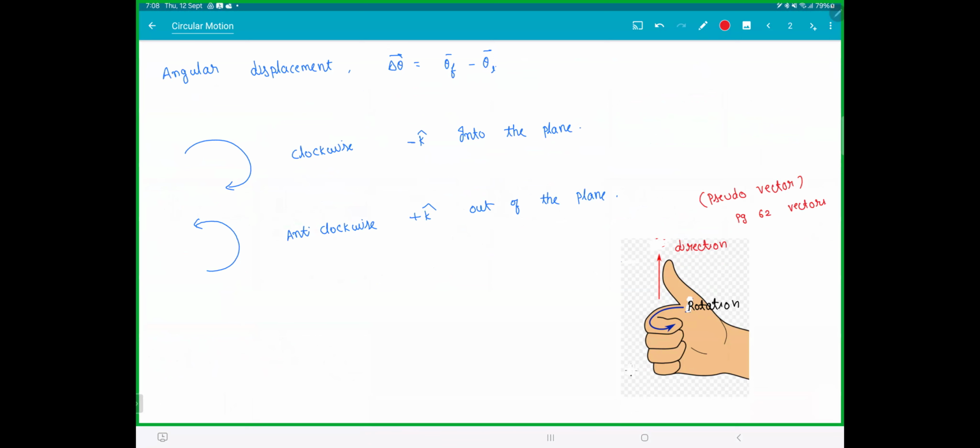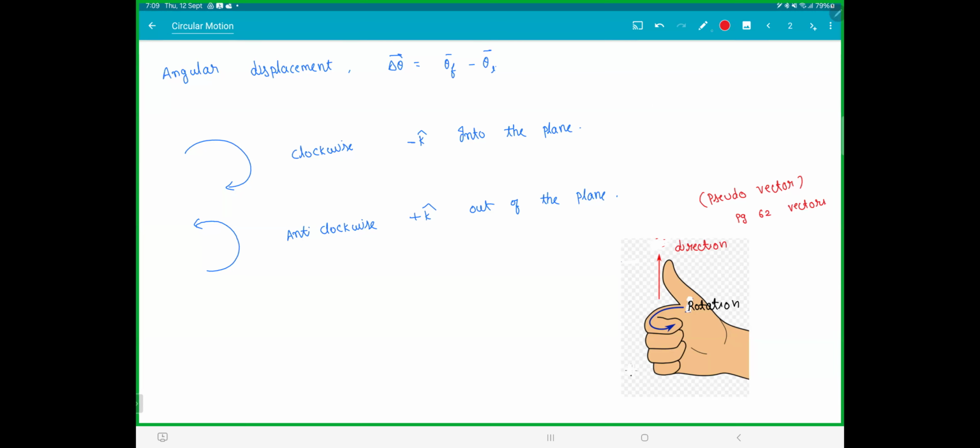So look at this thing. If you're looking at my screen, if you take your right hand, my fingers are going this way, thumb is pointing up. So this rotation, which is anti-clockwise, is giving you the thumb coming out of the plane. If you rotate this way, the thumb is pointing downward. So for anything rotating clockwise, we say the direction is downward. So it is not the actual direction, it is a pseudo vector.